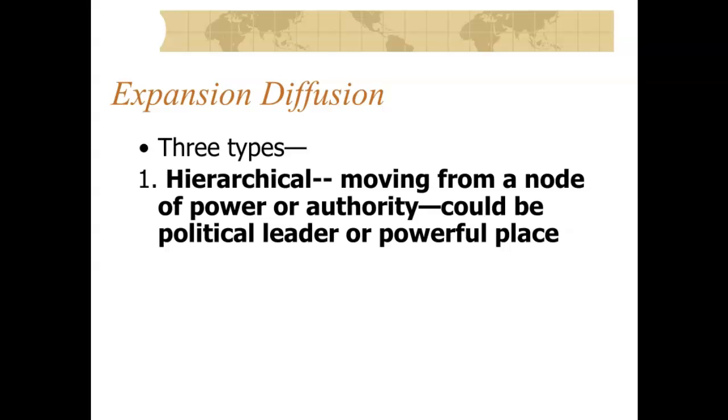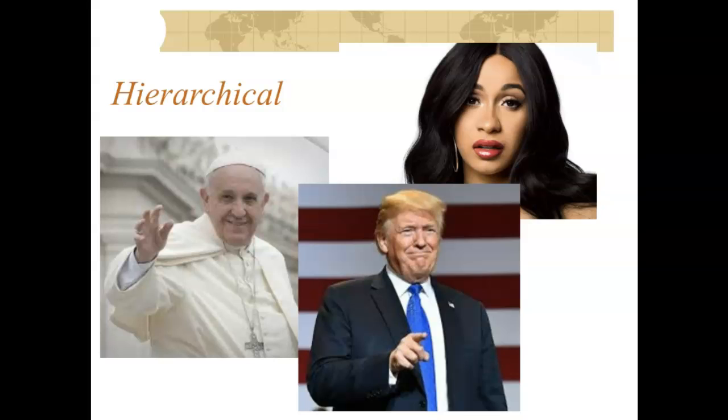First type of expansion diffusion is hierarchical, or moving from a node of power or authority, and it could be a political leader or a religious leader. And on this picture here, we have Pope Francis and Donald Trump, who is the president currently. And even in the upper right-hand corner, we have Cardi B. They're both very powerful and culturally relevant people. And the culture they spread is through hierarchical diffusion. They are in a place of power, and if somebody sees them doing something culturally appropriate, it might be copied by others.